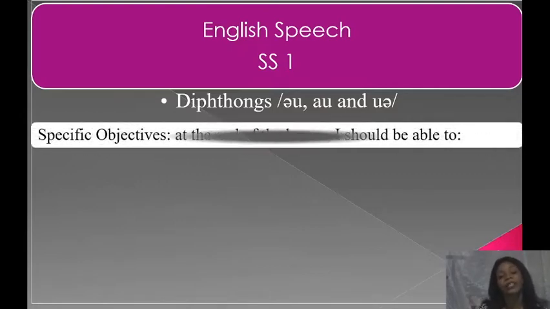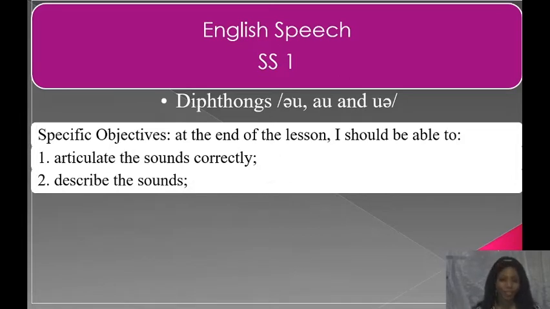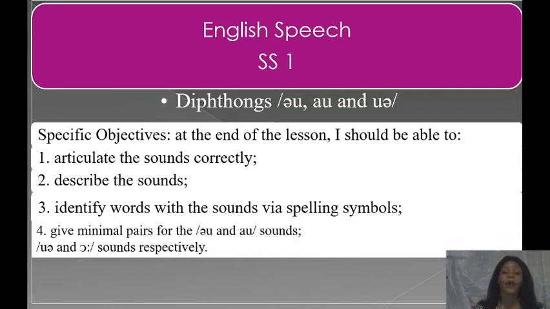Our specific objectives are that number one, you should be able to articulate the sounds correctly. Number two is that you should be able to describe the sounds. Tell us what happens during articulation. Number three is that you should be able to identify words with the sounds via spelling symbols. And the fourth specific objective for today, which is the last, is that you should be able to give minimal pairs for the sounds respectively.